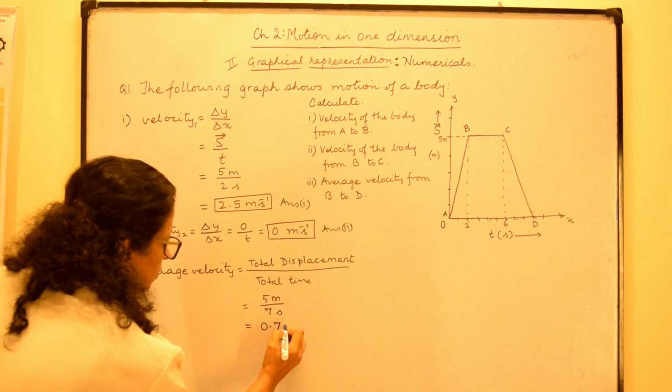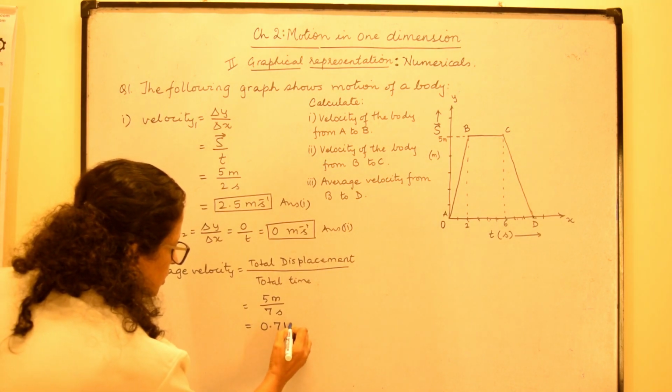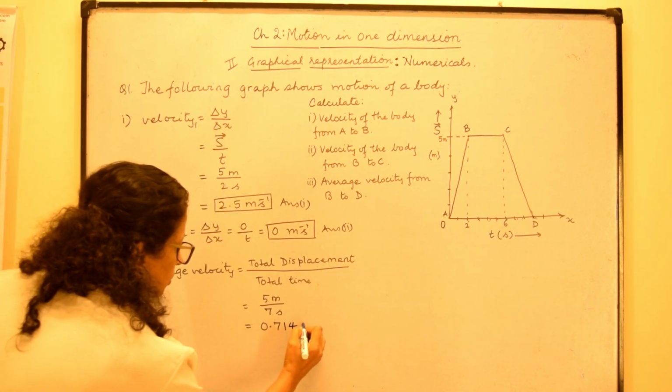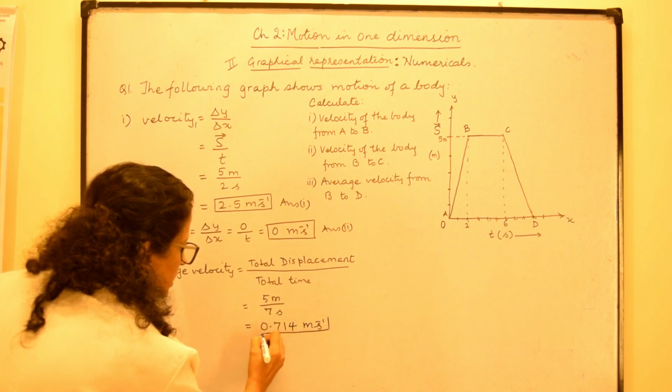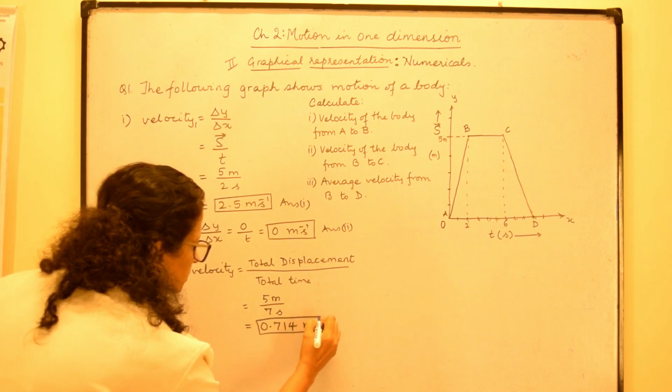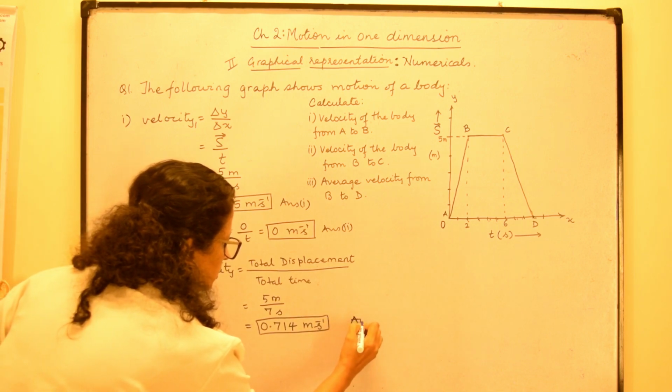And that will give you average velocity 0.714. 7 ones are 7, remain 3, 7 fours are 28. So 3 decimal places should be enough for us, and this is our answer 3.